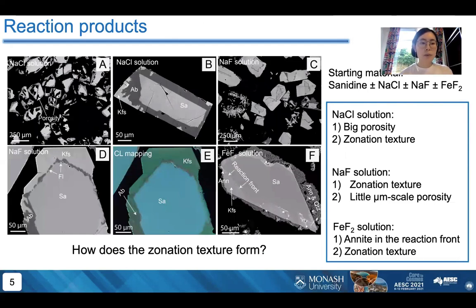First, I will give you a brief introduction of the reaction products of the experiments. We use sanidine, which is a solid solution of sodium feldspar and potassium feldspar, to react with sodium chloride, sodium fluoride, and iron fluoride solutions.